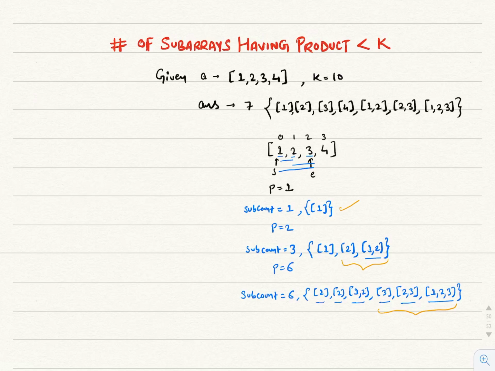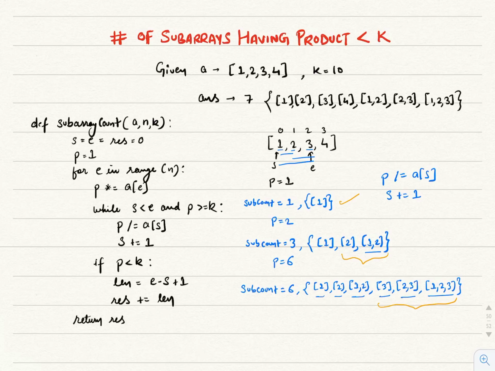If p becomes greater than or equal to k, then we move the start towards the right and update p accordingly. That is, we need to divide p by the element at the start pointer and increment start. So this was the gist of the solution. Next, let's look at the code. Here is the code on the left side.